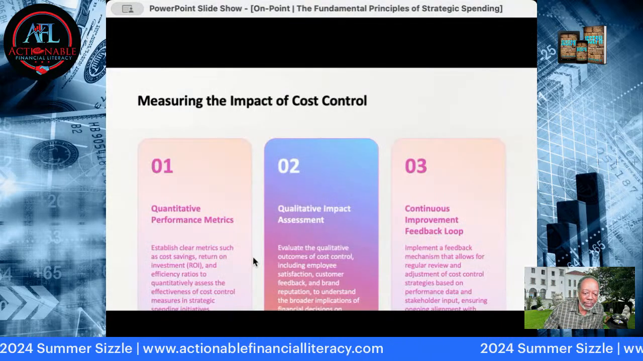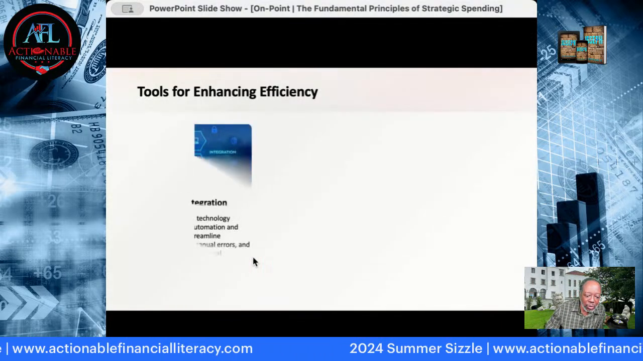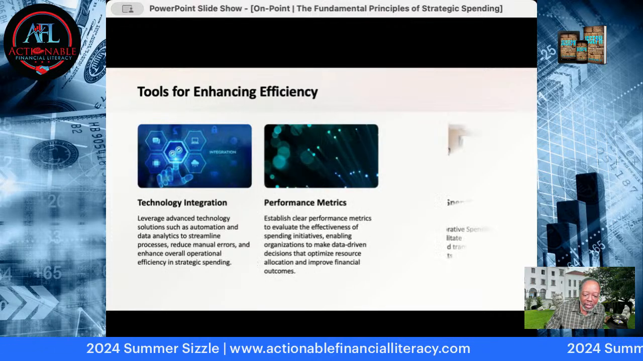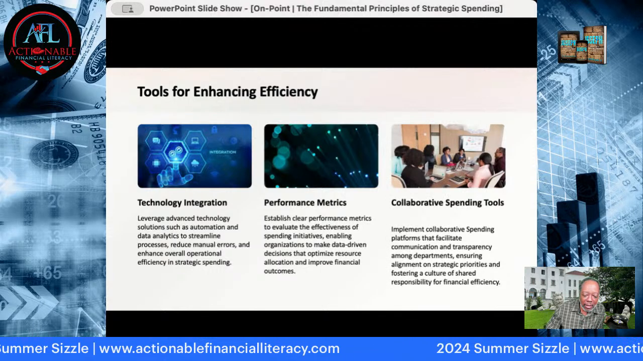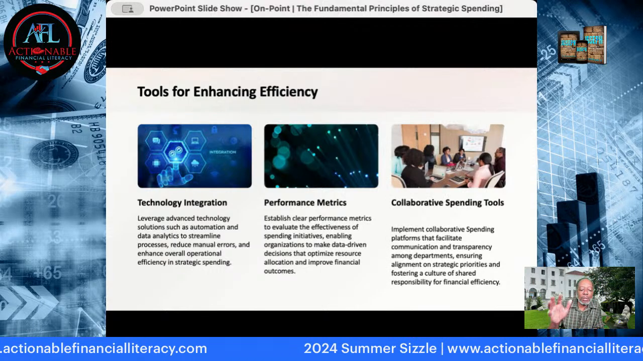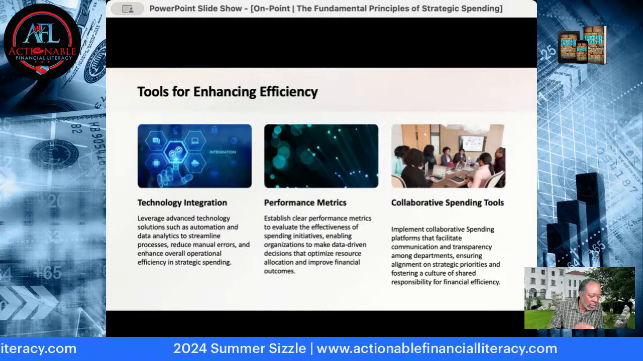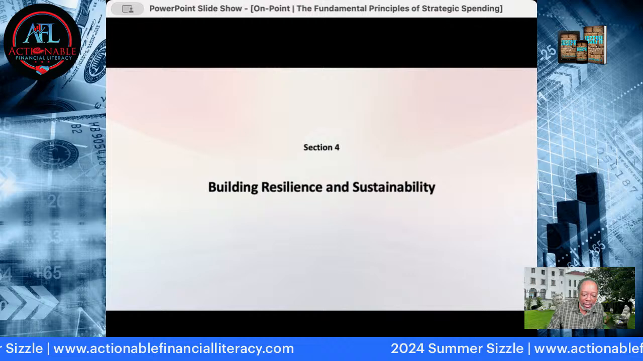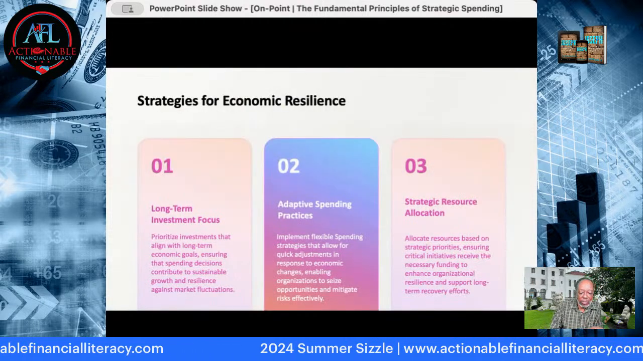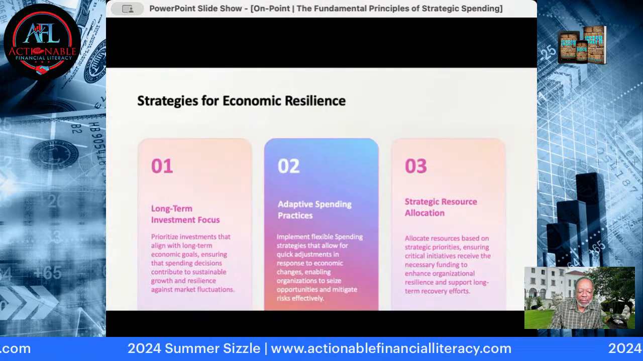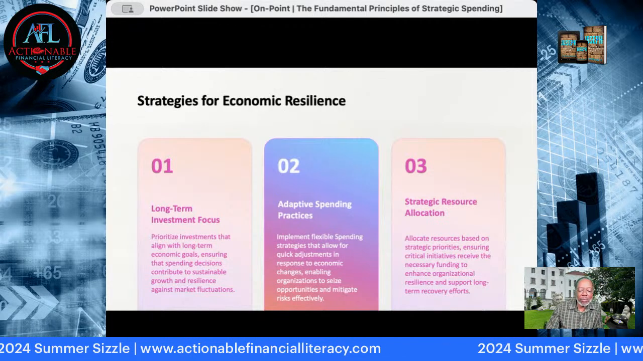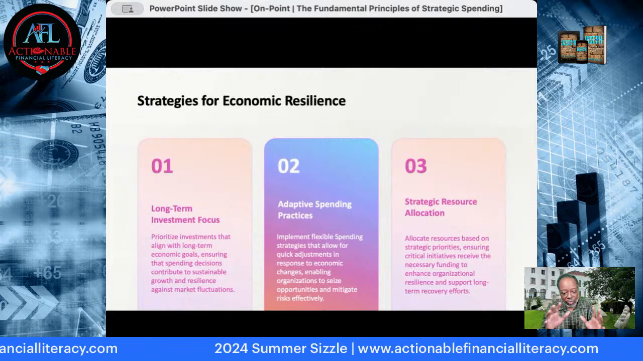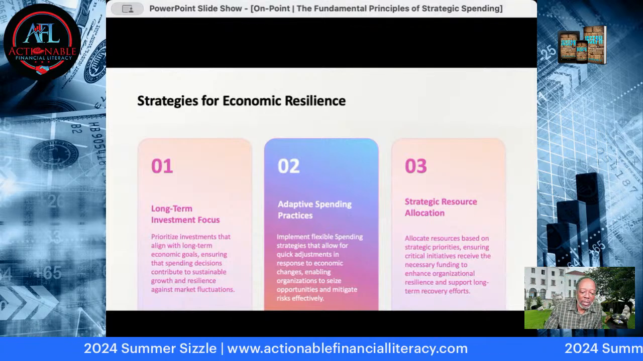All right, measure the impact of cost control, tools, technology integration, performance metrics, and collaborating spending too. All those things help you keep control of things. All those things help you keep things in order, making sure the processes are all completed. Now, building resilience: you want to have long-term investment focus, you want to have adaptive spending practices, and you want to make sure you have a strategic resource allocation as well.